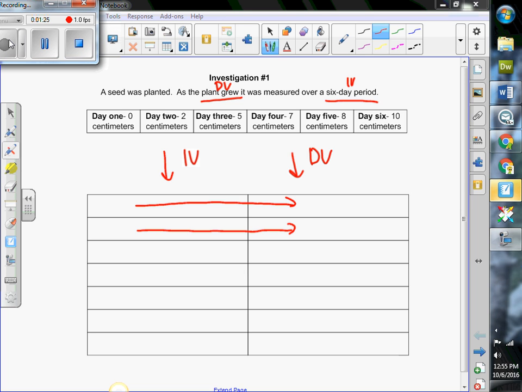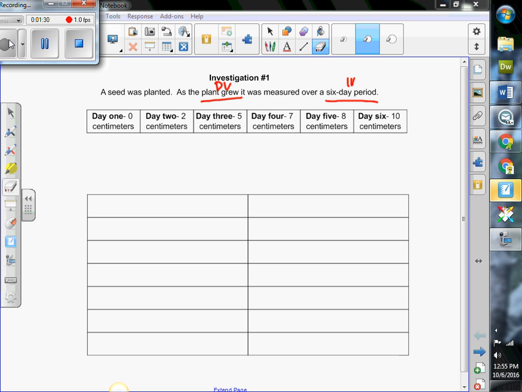All right, so we're going to start with our independent variable, and we're going to label it. We might call it the 6-day period. Actually, I think we're going to change that to just day. All right, and our dependent variable is plant growth.